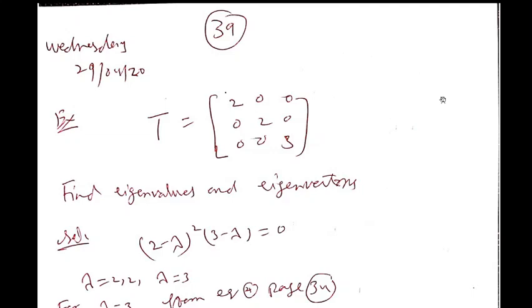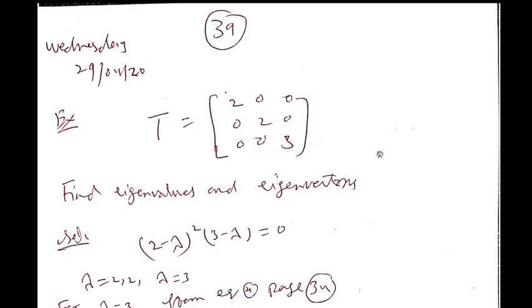In our previous lecture, we were discussing eigenvalues and eigenvectors of a second order tensor, and we discussed one example in which we took a tensor whose eigenvalues are repeated, and you have seen that we calculated three linearly independent eigenvectors.